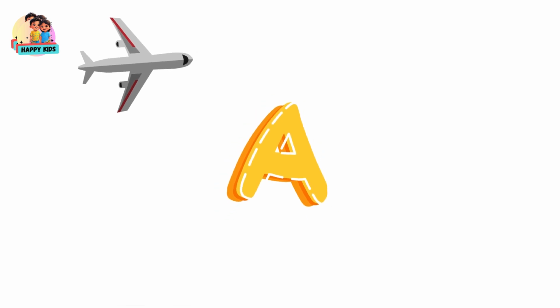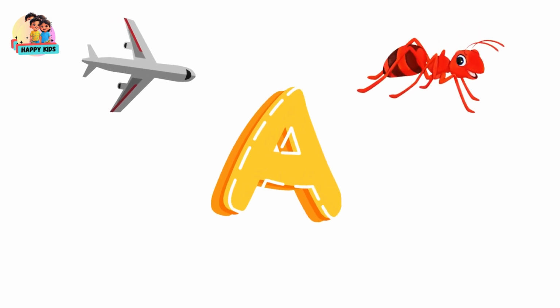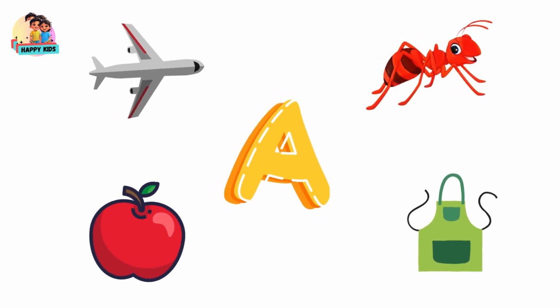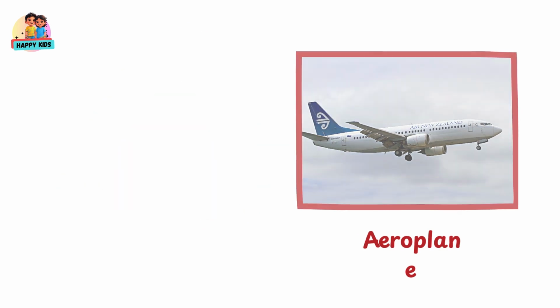This is A. A is for airplane. A is for ant. A is for apple. A is for apron.